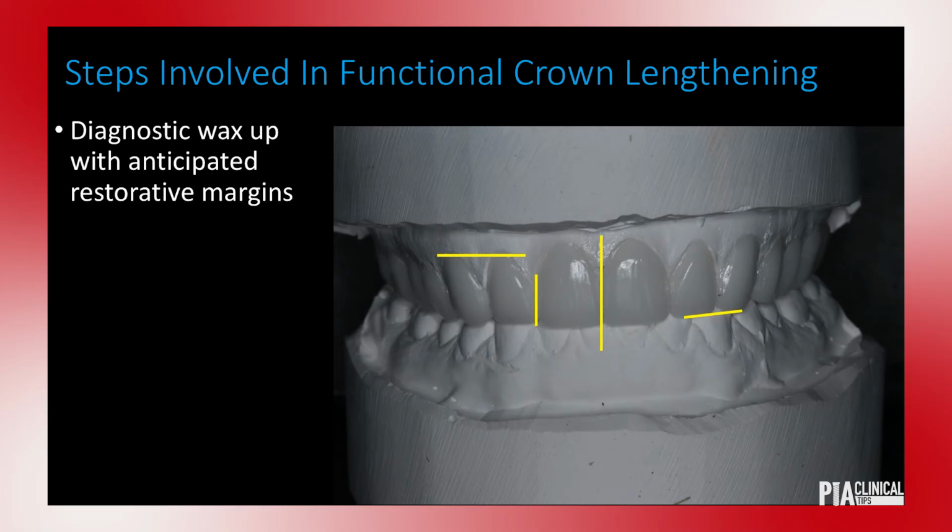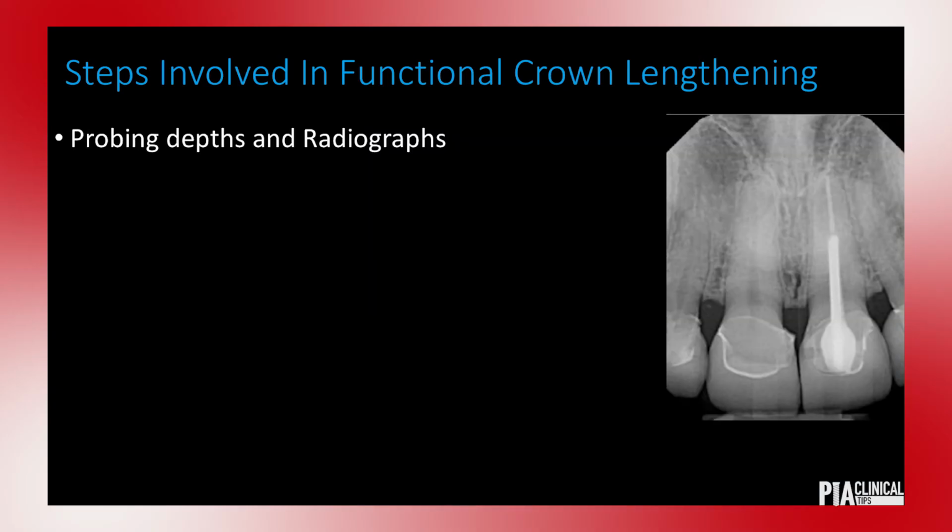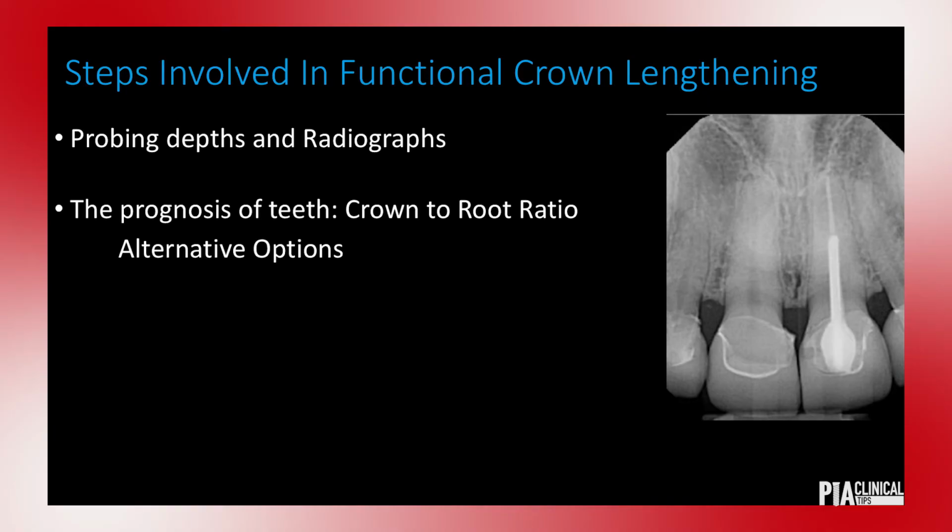Other diagnostic steps involved in functional crown lengthening include taking good, accurate probing depths and radiographs. This will really help you determine the prognosis of the teeth. You want to look at the crown to root ratio and see if further removal of tissue is indicated, or will it lead to a poor prognosis because of crown to root ratio.